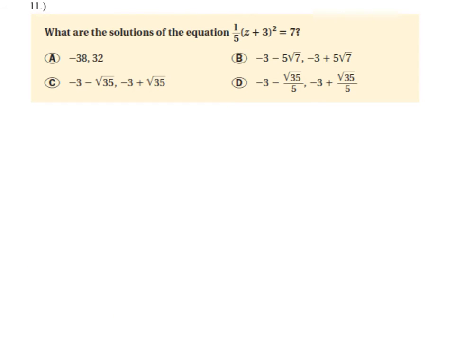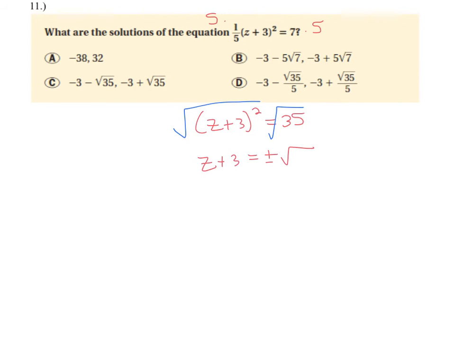Okay, so here's another example very much like the last one, only multiple choice. Give it a try. Do the same exact steps. So we'll clear the 1/5 by multiplying by 5. And we'll get z plus 3 quantity squared equals 35. Then we need to undo the squaring, so we take the square root of both sides. And we see that z plus 3 equals plus or minus the square root of 35.